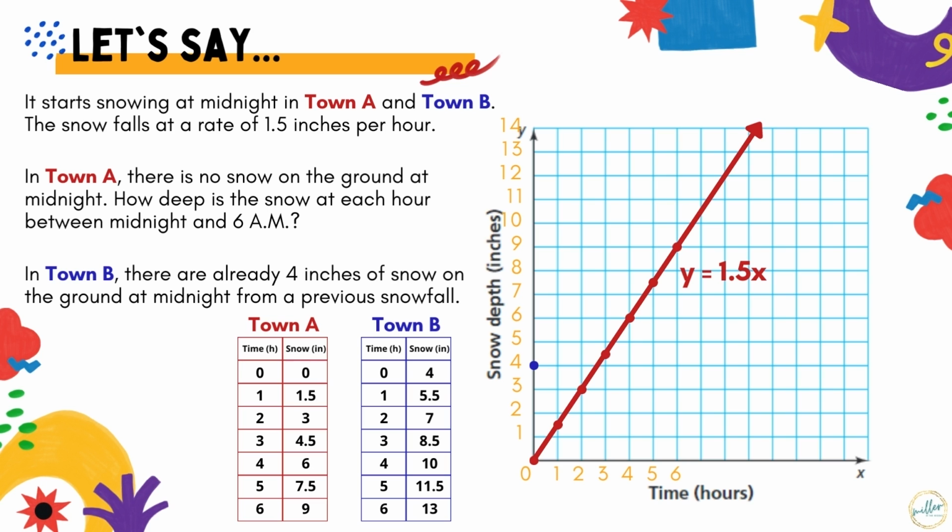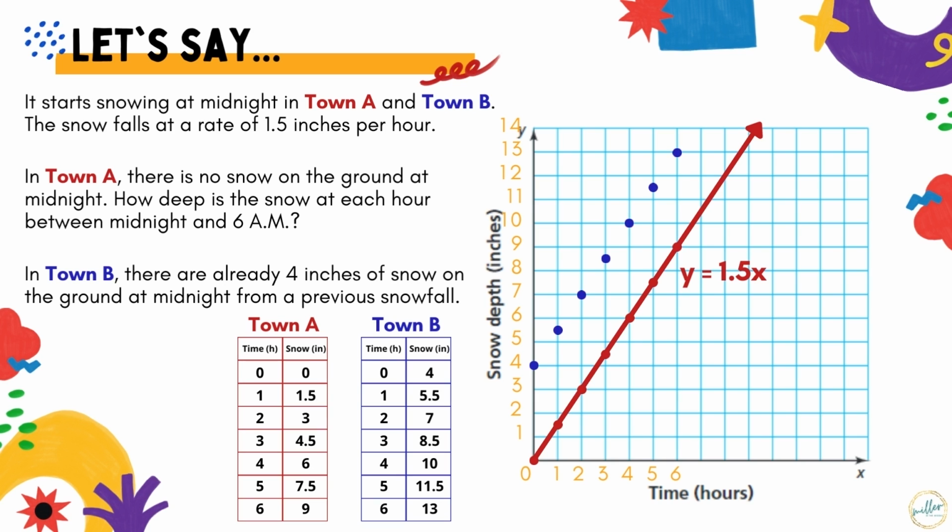At 1 a.m., there should be 5.5 inches. At 2 a.m., there should be 7 inches of snow. At 3 a.m., 8.5 inches of snow. At 4 a.m., 10 inches of snow. At 5 a.m., 11.5 inches of snow. And by 6 a.m., there should be 13 inches of snow.